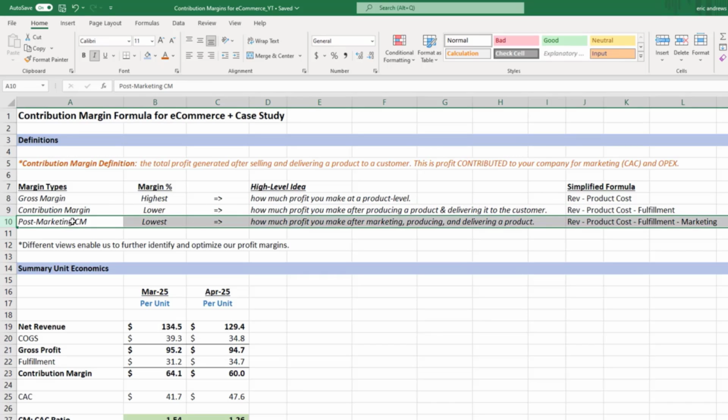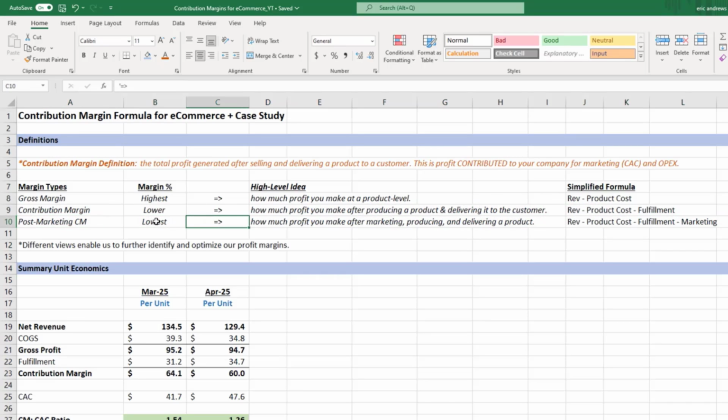Finally, you have your post-marketing contribution margin. And so this will be the lowest. And this is the idea that after you've produced the product, delivered it to a customer, and spent all the money on marketing, did you actually make a profit? And so this is a very, very important contribution margin view of whether or not your business is generating profits.